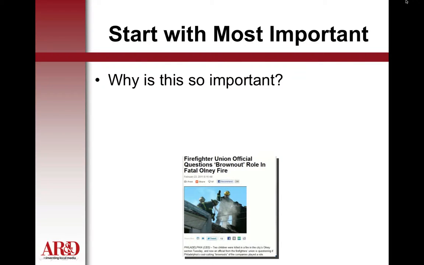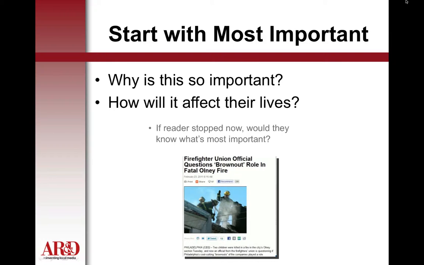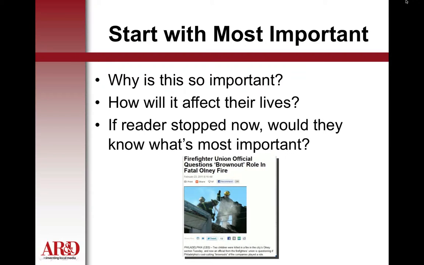Start with the most important. Why is this so important? Firefighter union official questions brownout role in fatal fire. Makes the point clearly. Something's going on here. Something may be really bad. That's why it's important. How will it affect their lives? Well, these brownouts could affect people's lives. A good question to ask yourself is, if the reader stopped now, right here, would they know what's most important? So that's the goal.